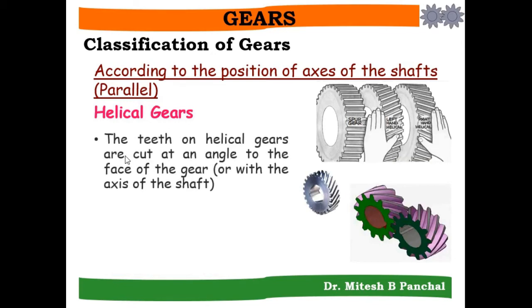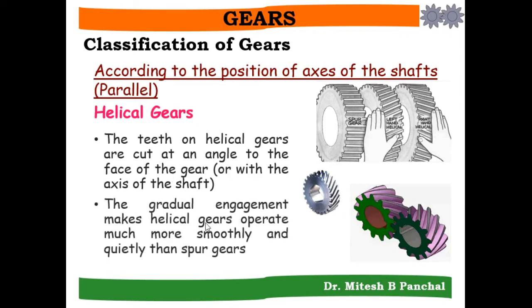The teeth on helical gears are cut at an angle to the face of the gear or to the axis of the shaft. In this figure, you can see that this one represents the spur gear, which has the gear tooth profile parallel to the axis, while these two are helical gears, which have the tooth profile inclined to the axis or inclined to the face of the gear. The gradual engagement makes helical gears operate much more smoothly and quietly than spur gears.